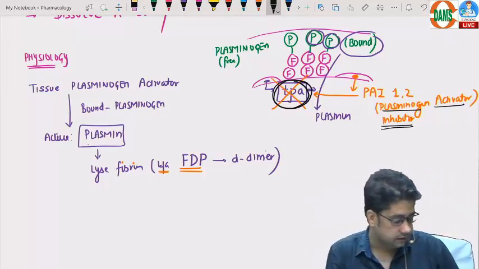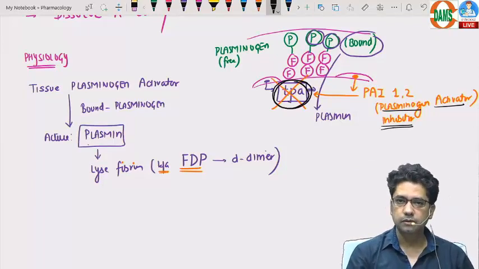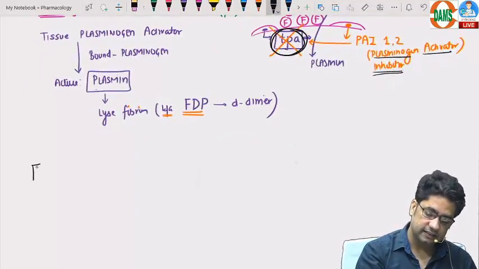डन. आगे बढ़ते हैं. नो नीड टू रिमेंबर दिस स्टोरी. व्हाट यू हैव टू रिमेंबर इज ड्रग्स. सो लेट्स टॉक अबाउट fibrinolytics as a drug.